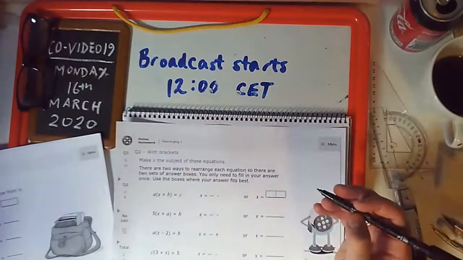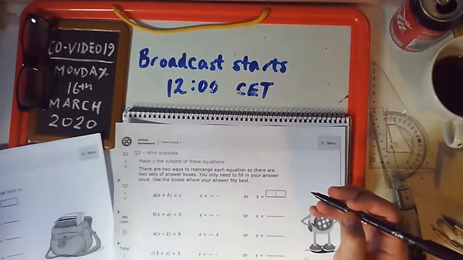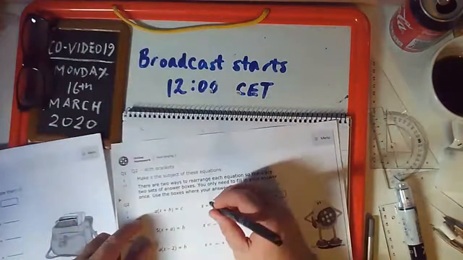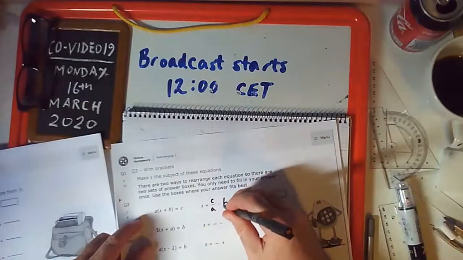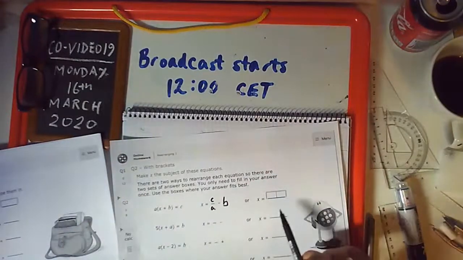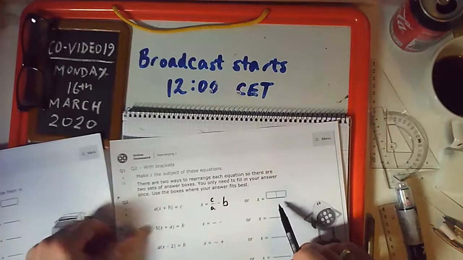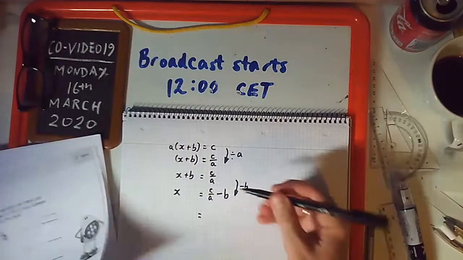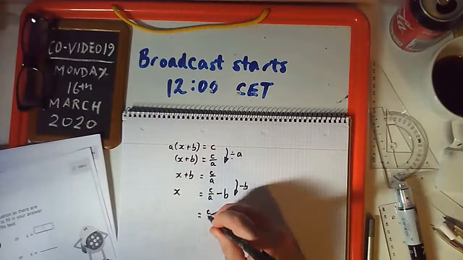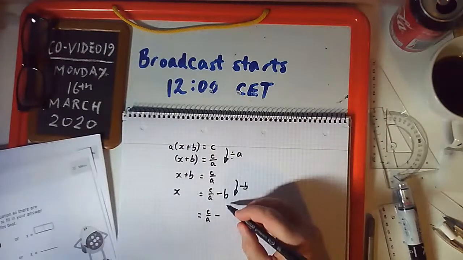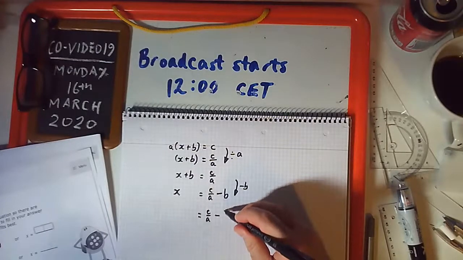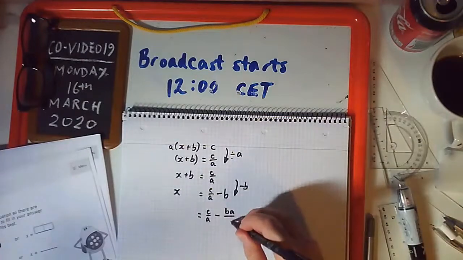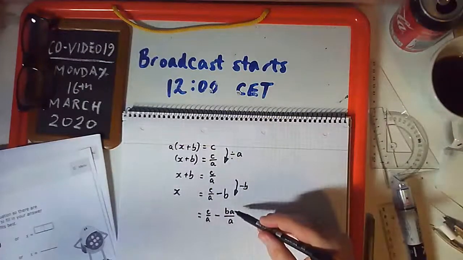So it says in the question, there are two ways to rearrange each equation. Okay, so one way I just did it was x equals c over a minus b. Or another way is you can write it as one big fraction. So if I want to write all of that as just one big fraction, then I need to think that b is the same as b times a divided by a. So I'm just times a dividing by a.